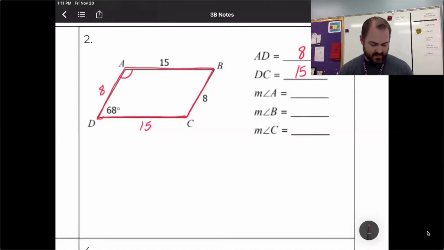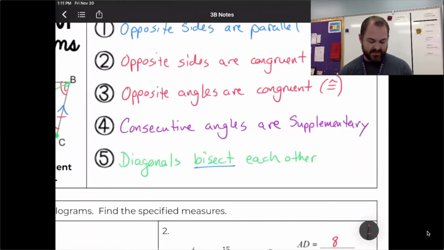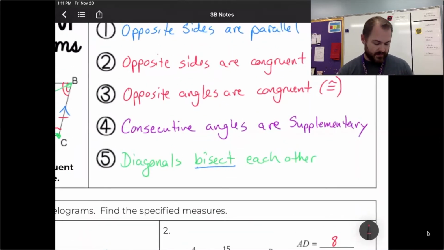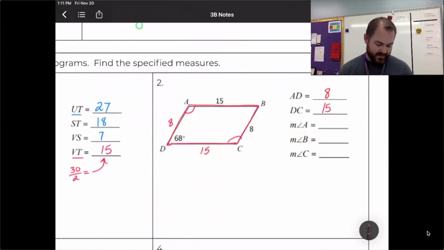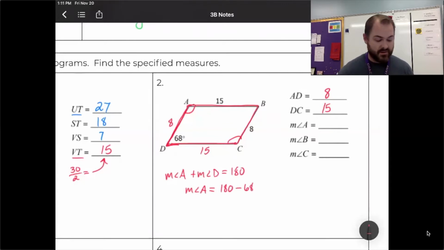Well, I know A and C are congruent, but I don't know what C is. But you need to remember that yes, opposite angles are congruent, but consecutive angles are also supplementary. So since consecutive angles are supplementary, that means the measure of angle A plus the measure of angle D must add up to 180 degrees. Well, the measure of angle D is 68. So the measure of angle A would just be 180 minus that 68. And 180 minus 68 is 112. So the measure of angle A is 112 degrees.